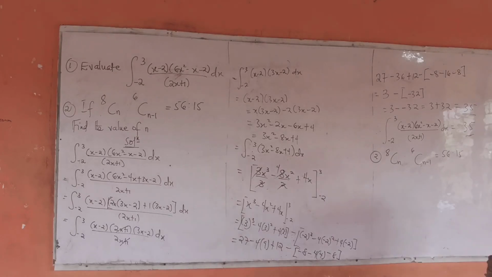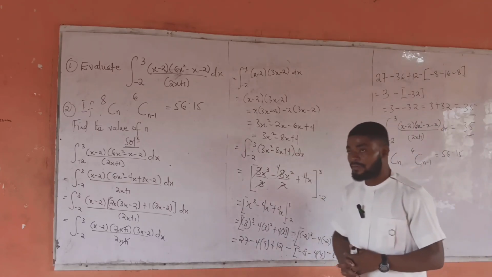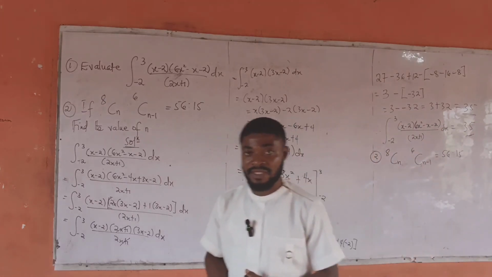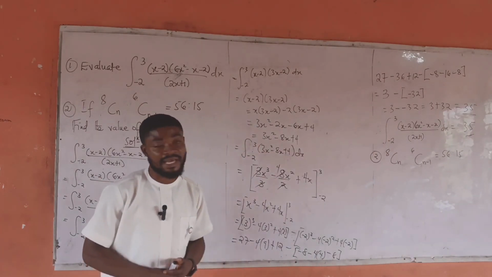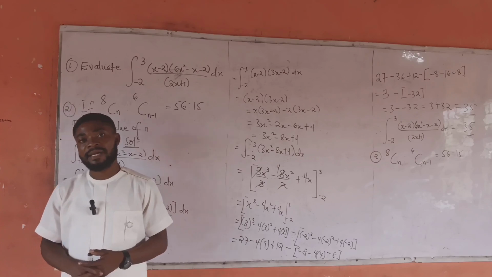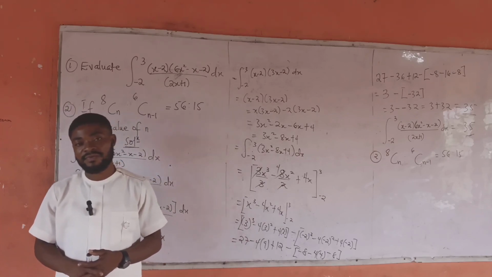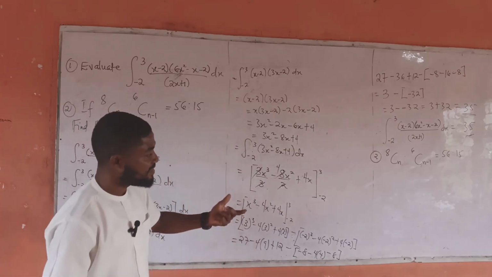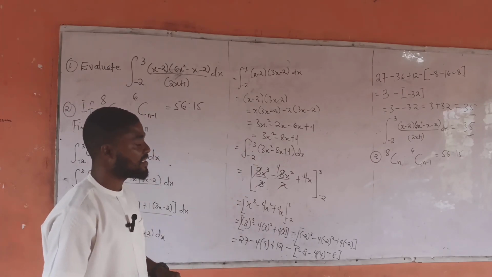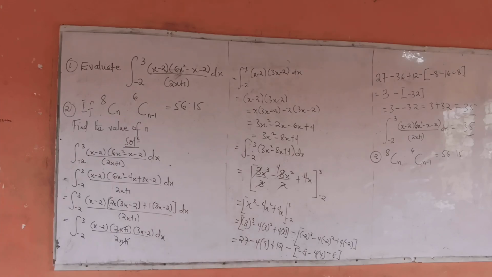And so we are told that if 8 combination n is to 6 combination n minus 1 is equal to 56 is to 15, then what is the value of n over here? So we know from combination that when you have n combination r, it is the same as n factorial over (n minus r) factorial times r factorial. So we go by that definition to be able to get the workings done properly.